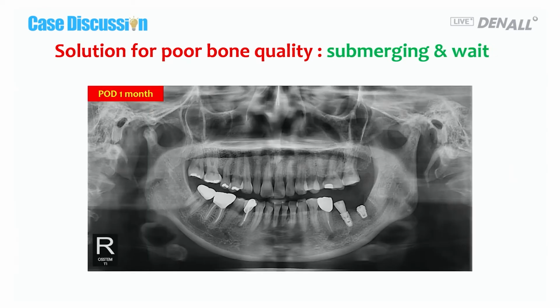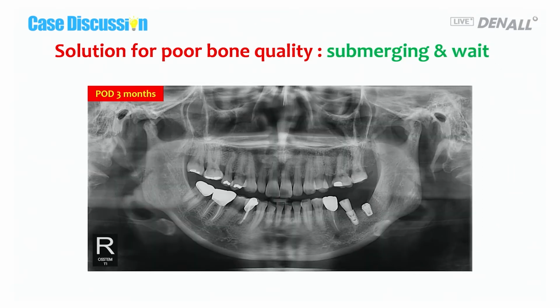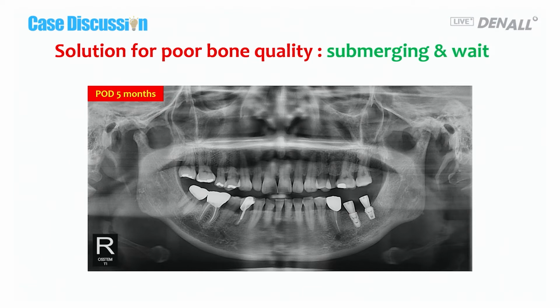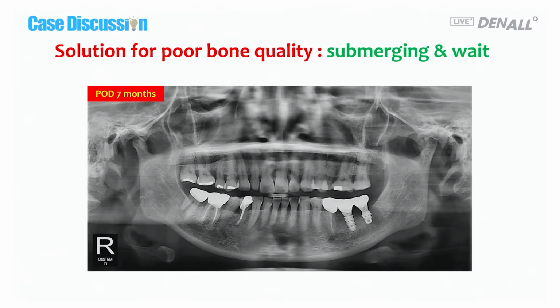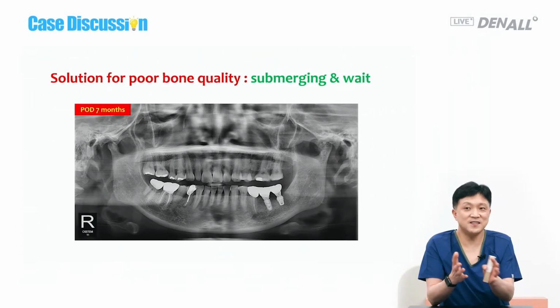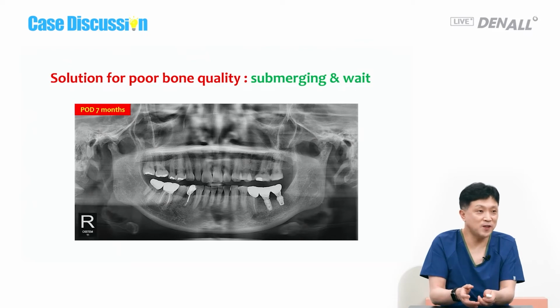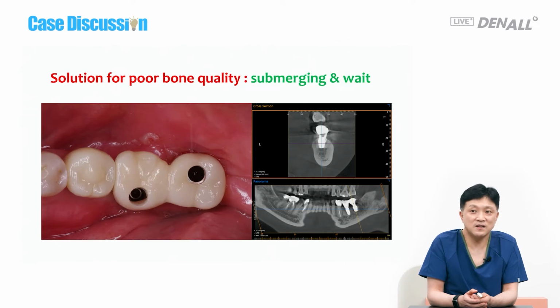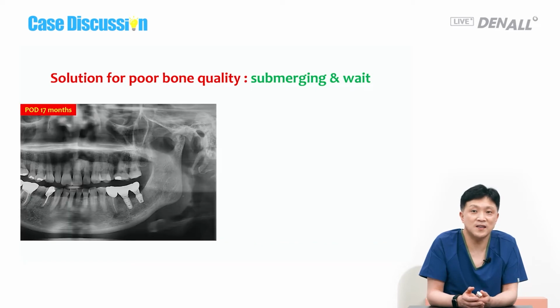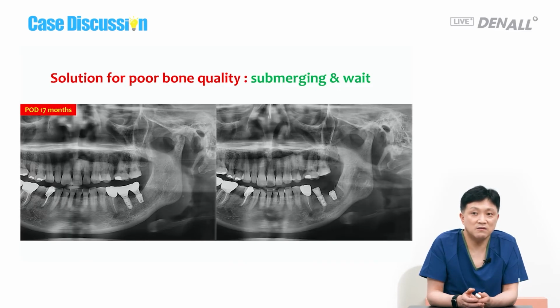Post-op 1 month, 3 months, 5 months, second surgery is done. 7 months, prosthesis was delivered. As you can see, over time, the distal bone trabecular pattern is regenerated. Prosthesis, bone is grown surrounding the implants. 17 months, panorama X-ray. Compared to the time of placement, you can see the difference.